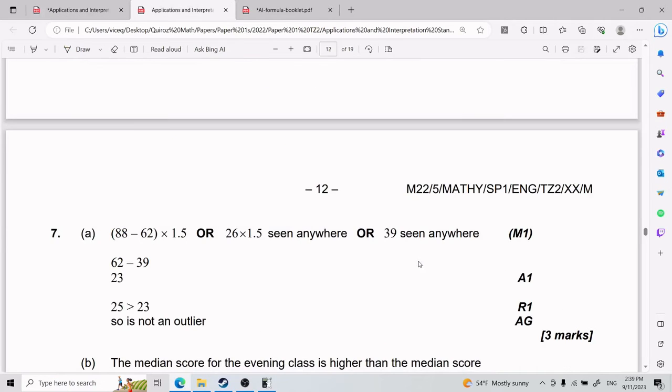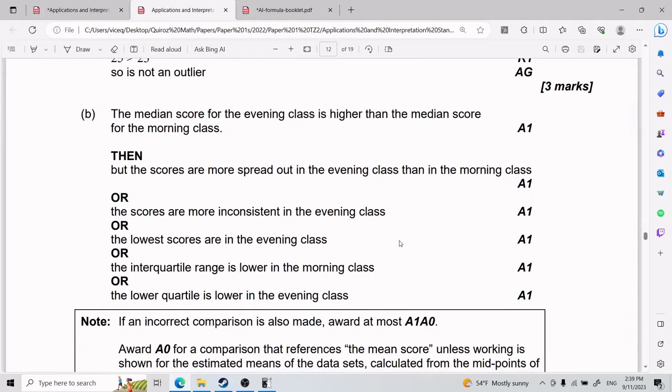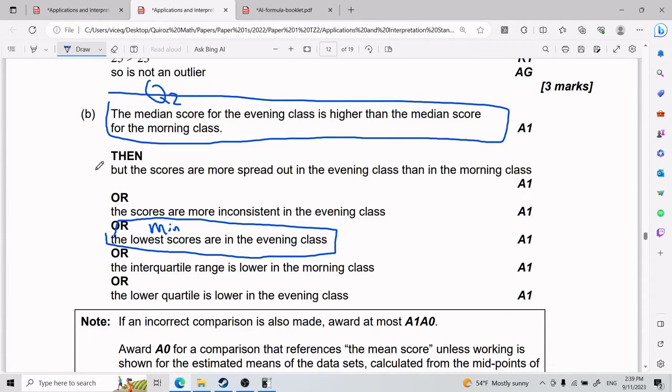If you look at the answer key, they actually give like a million reasons. You can compare the median scores. Remember the median is Q2. Before, I compared the minimums, the lowest scores. You can also compare the median scores. The consistency thing, which I mentioned earlier, is something you can do. The interquartile range is also something you can compare. Here they compare the Q1s. You could also compare the Q3s.